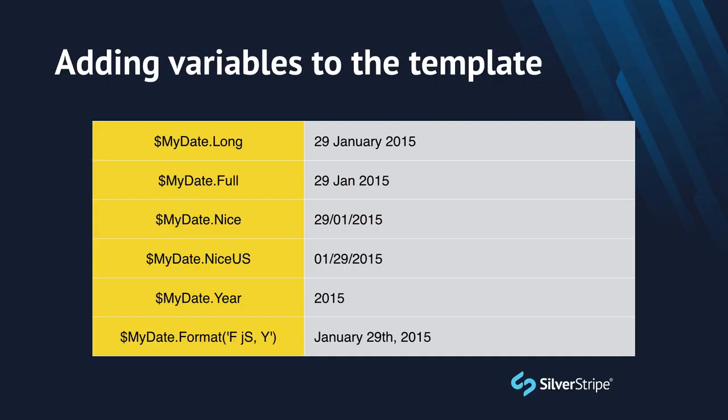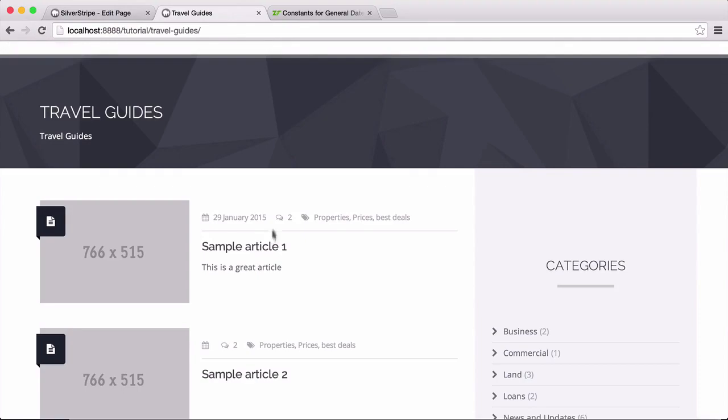Now there are a number of methods available on the date class to help you get the format you want. You might try Date.Nice, or if you're in the USA, Date.NiceUS will give you a format that puts the month first. If all else fails, you can always invoke Date.Format, which essentially exposes PHP's date method, allowing you to pass a string of text to get the format you need.